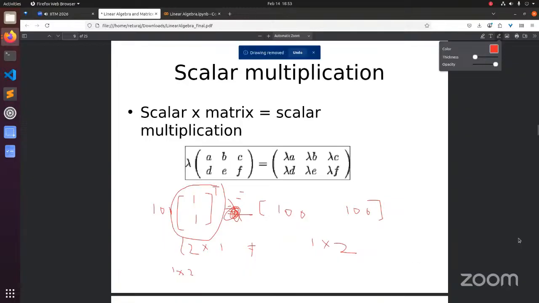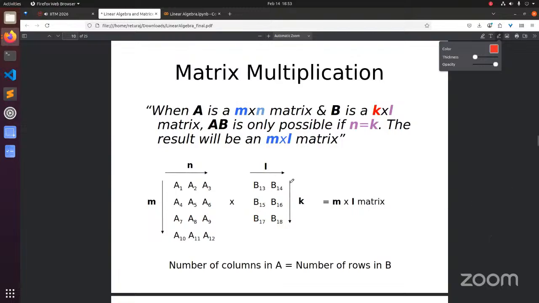So we saw scalar multiplication. Now let's see matrix multiplication. Matrix multiplication is slightly more involved. So you have two matrices A and B, and you multiply. A is of size M cross N and B is of size K cross L. A and B multiplication is only possible when N and K are equal. And the resultant matrix will become M cross L.